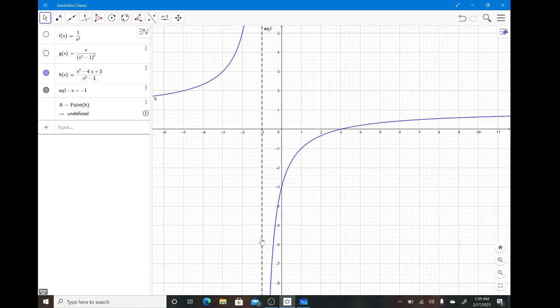So clearly, as you get closer to -1 from the right, your y outputs are going to -infinity, and on this side to +infinity.